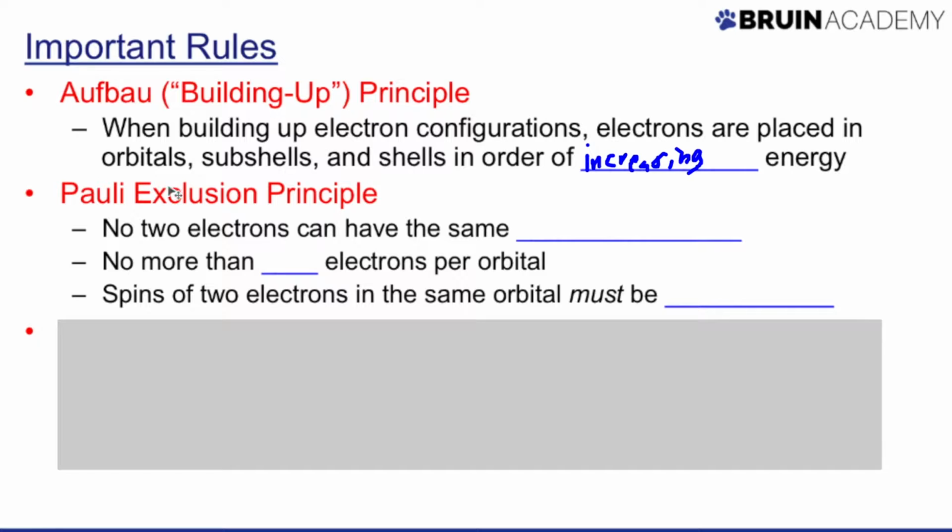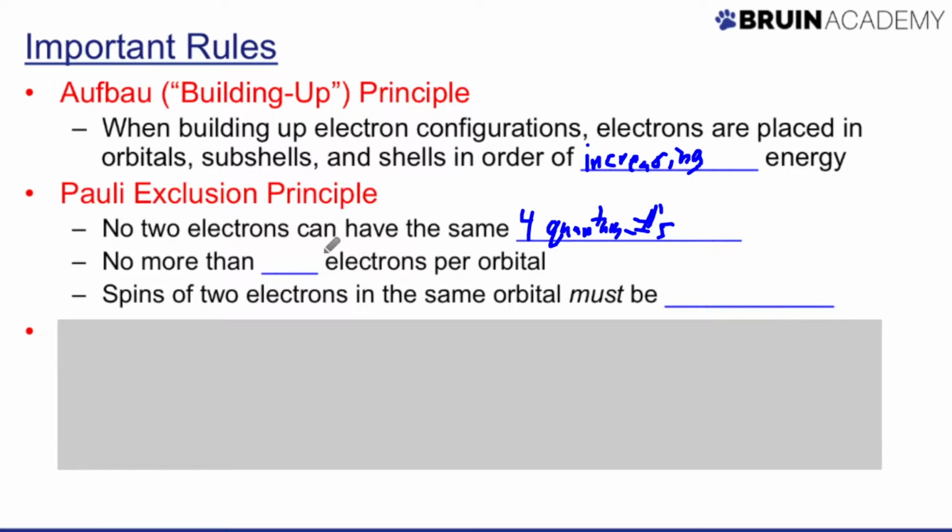The second rule that you'll follow when building up electron configurations is called the Pauli exclusion principle, and it basically says that no two electrons can have the same four quantum numbers. Remember, there's four quantum numbers. Think of these quantum numbers as an identification number, right? An ID for the electron, like a social security number. You can't have two electrons that have the same social security number, right? So all electrons will differ in a given atom.